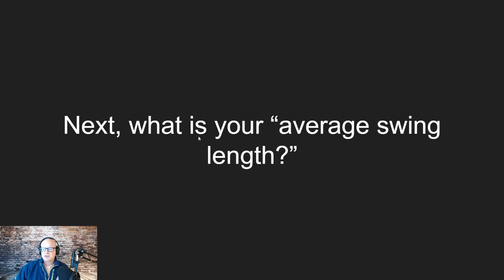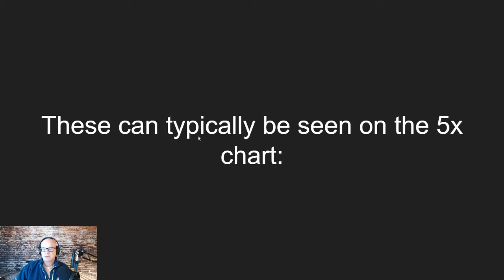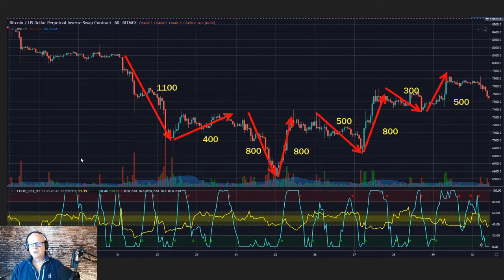Next, what is your average swing length? Some of you may have heard of this before, many of you have not. These can typically be seen on the 5X chart. So if I'm trading off of a 12-minute 1X, I'll use the 1 hour chart as my 5X, and this is where the swings pop out much better. In a case like this, this is some recent price action here. I don't know if you call this 1100 or whether this is two 550 point moves, but there's 1100, 400 up, 800 down, 800 back up, 500, 800.